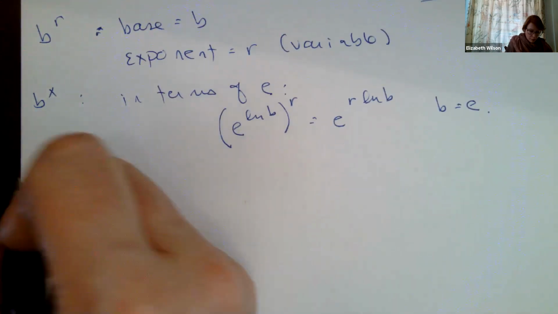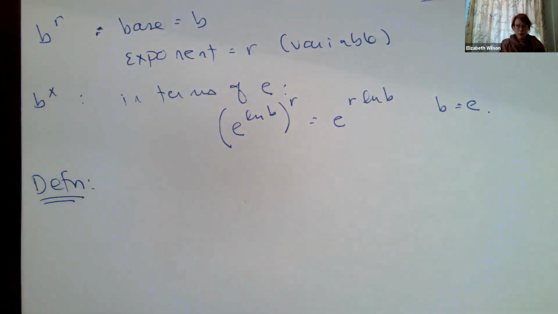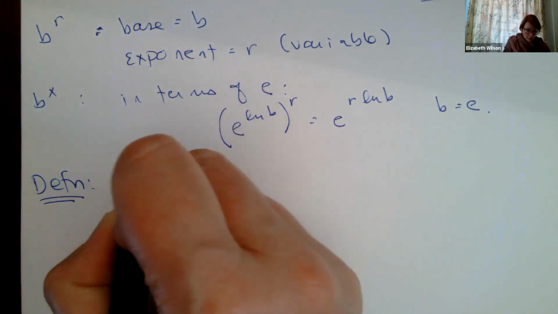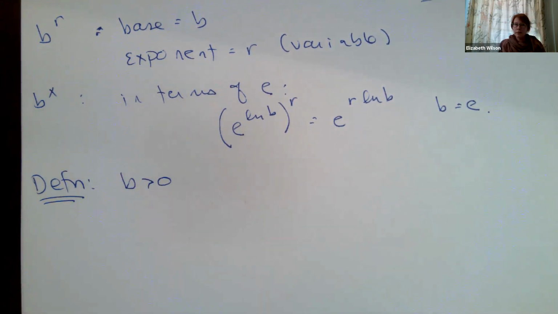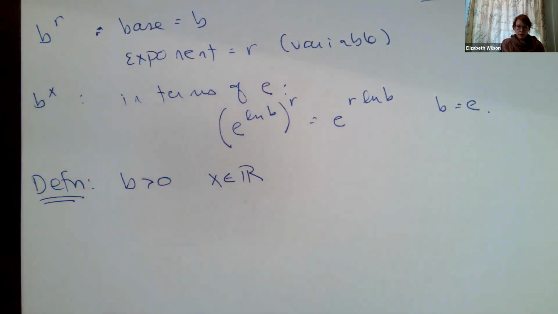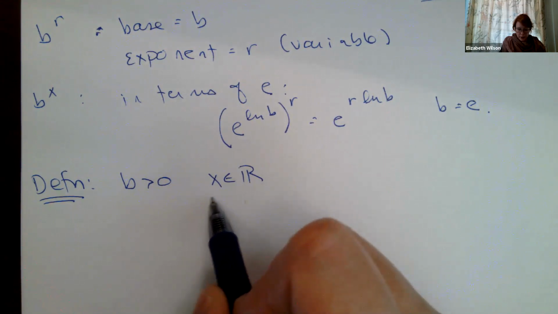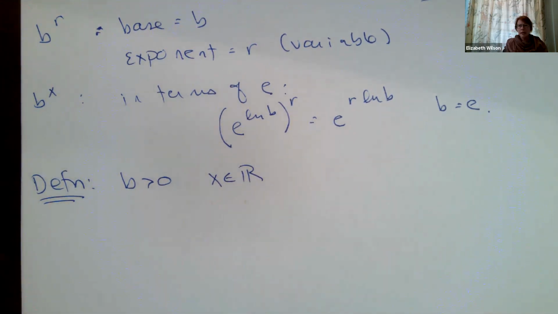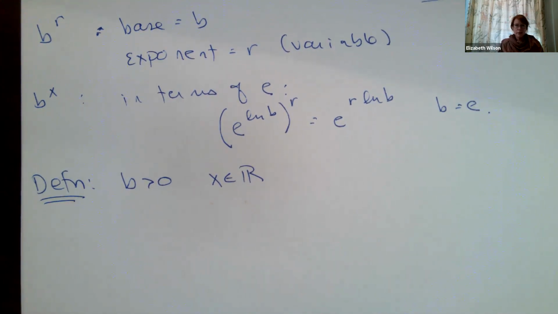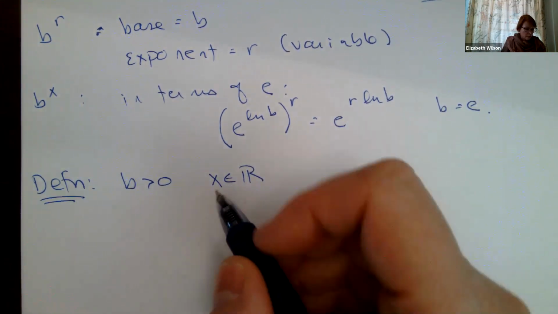Okay, so let's talk about a definition. If b is greater than 0, our base is greater than 0, and our exponent x is an element of the real numbers. Our exponent is a variable, x, but it's part of the real numbers. In this class, we pretty much stay in the real domain. All this stuff has its own set of rules when you talk about imaginary exponents and imaginary bases, but this class is all in the real domain.